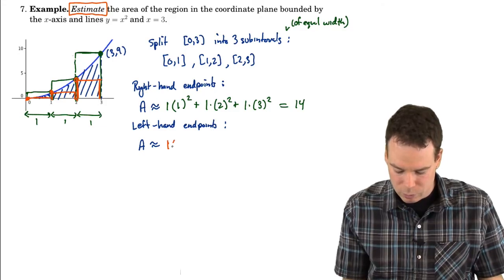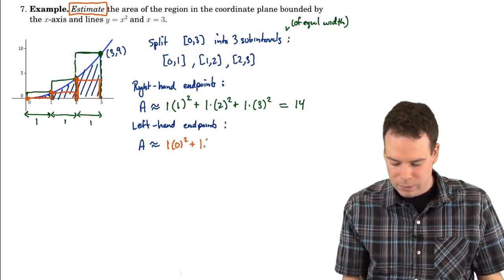Width of the first rectangle is 1. The height is 0. Width of the second rectangle is 1.